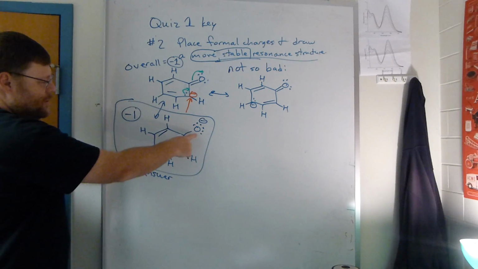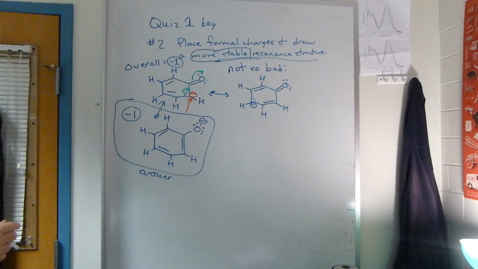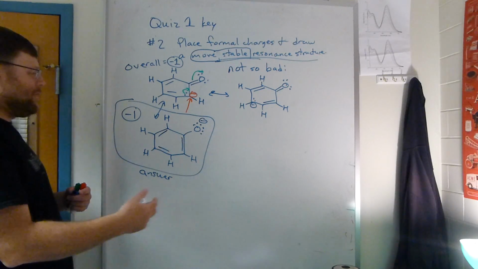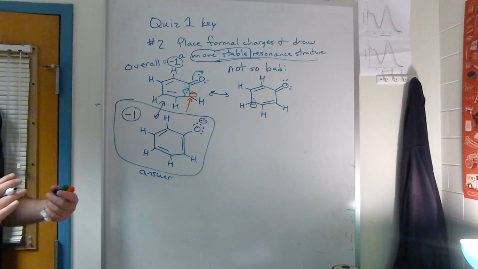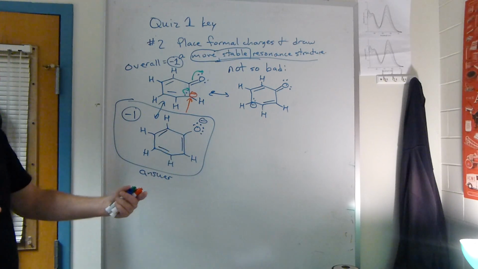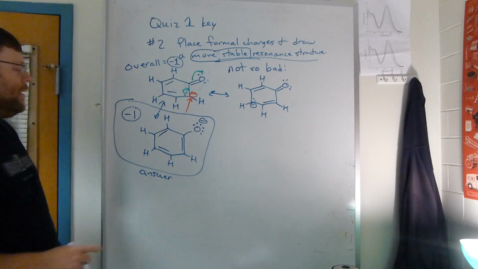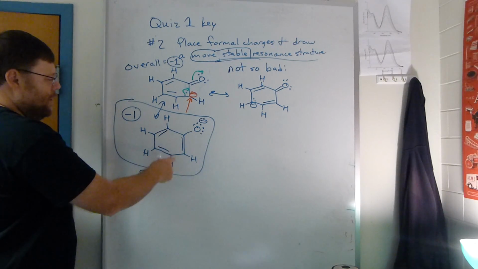Of all these structures, only one of the structures has the negative charge on oxygen. Oxygen's the more electronegative atom in the molecule, and so putting the negative charge, the excess electrons, right? Electronegativity is an affinity for electrons. So this oxygen, which has an affinity for electrons, has the excess electrons. Okay, so this structure is more stable.